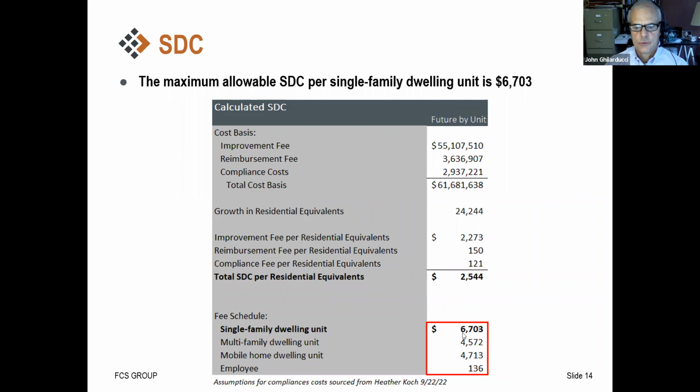Those compare to the charges from a couple of pages ago, are about comparable to a couple of the district's current charges for single family residences, about double the charge for an employee for non-residential new development.